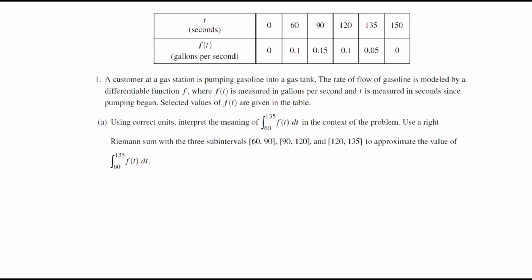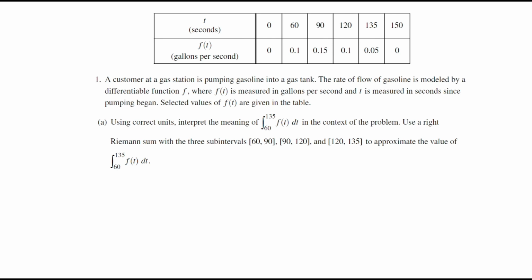All right, so this is question number 1 from the 2023 AP Calculus AB exam, and it's what I call a rate FRQ again. And what we've got here is a chart of values where we've got t and f of t measured in seconds and f of t measured in gallons per second. And it's about a customer pumping gas at a gas station into their car.